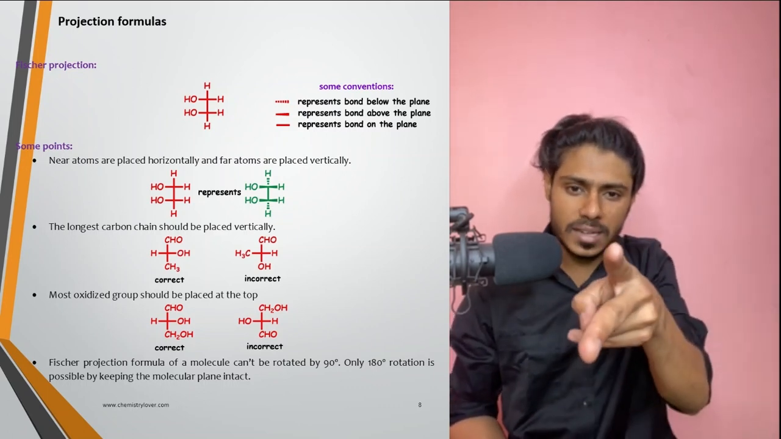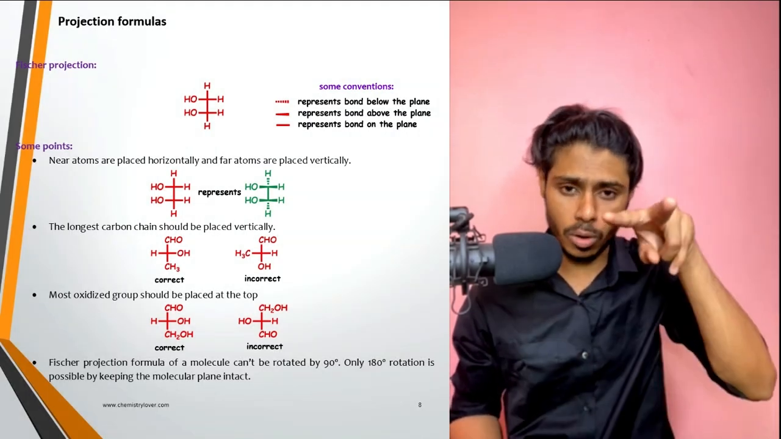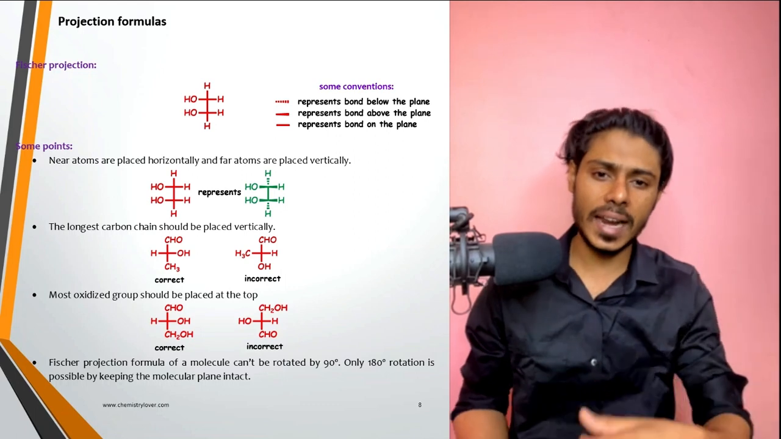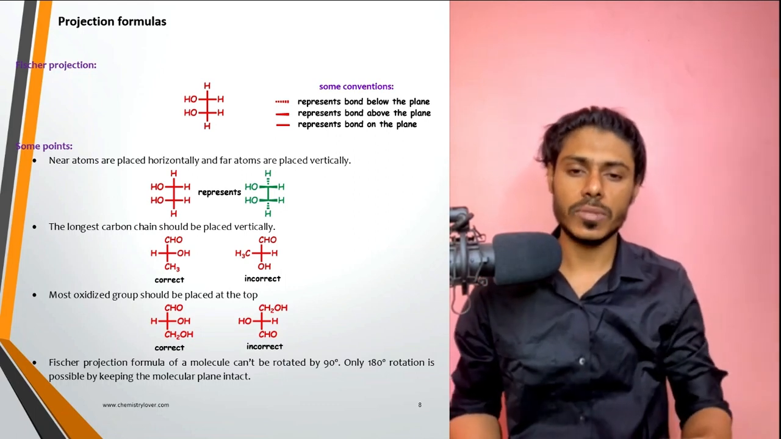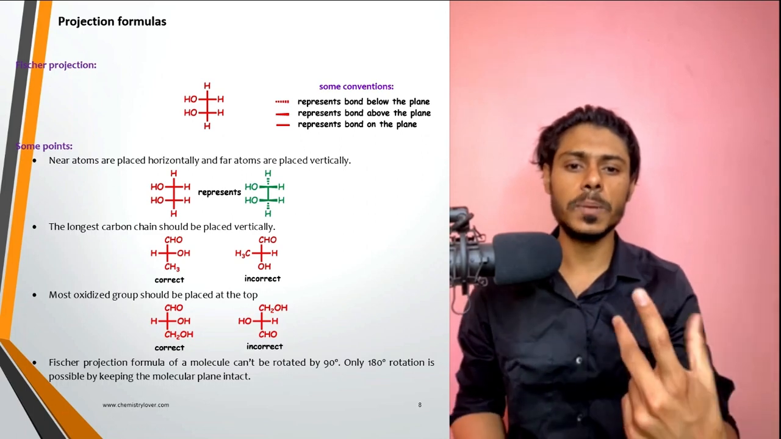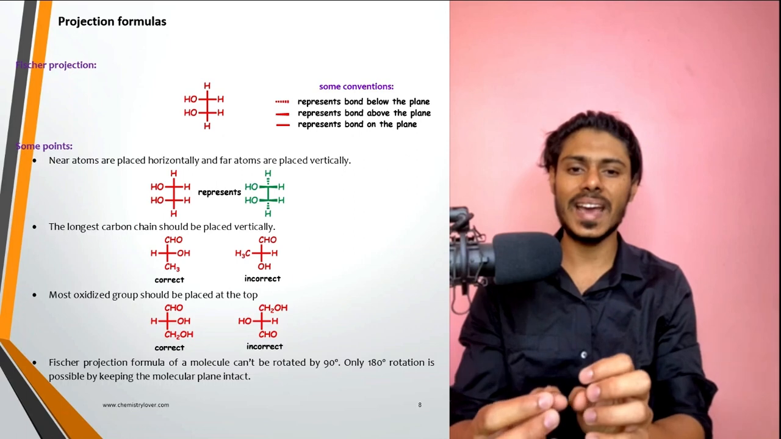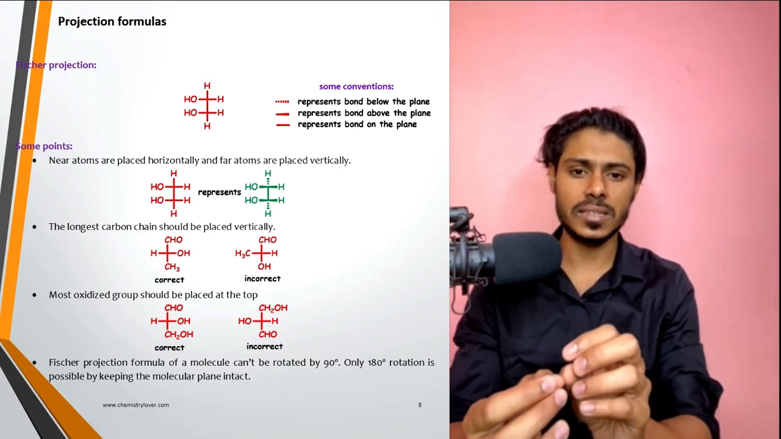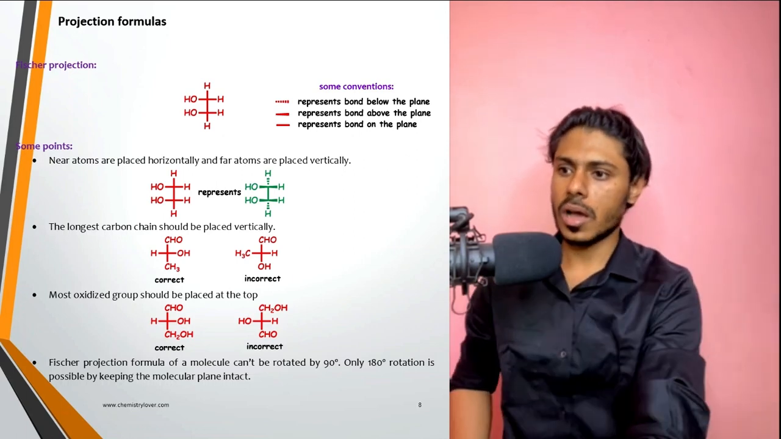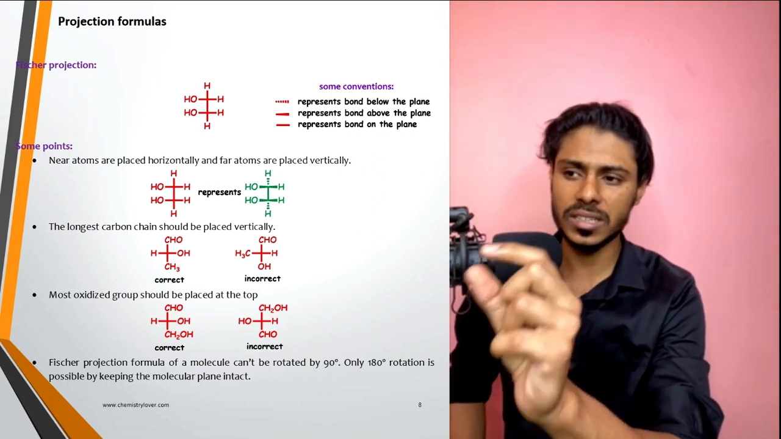They cannot be placed like this. You cannot place them vertically. You have to place them horizontally. And the rear atoms or the far atoms, they are not projecting towards your eyes, and they should be placed vertically. So the two hydrogen atoms at the top and at the bottom are placed vertically. So the red representation is the Fischer projection formula of the ethylene glycol molecule.